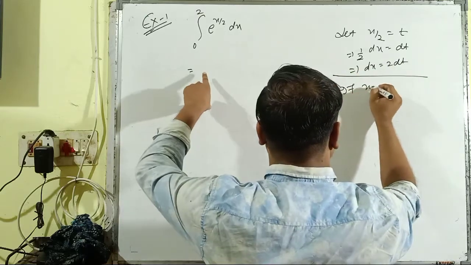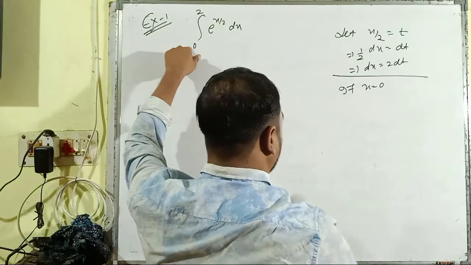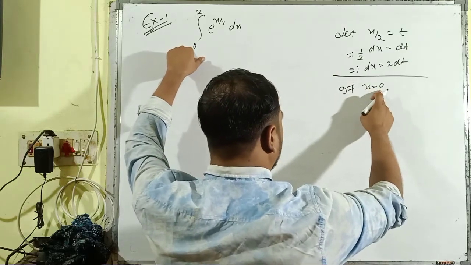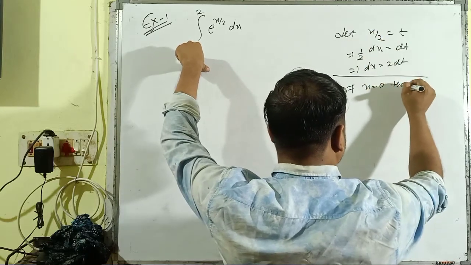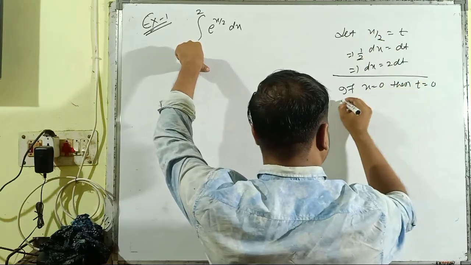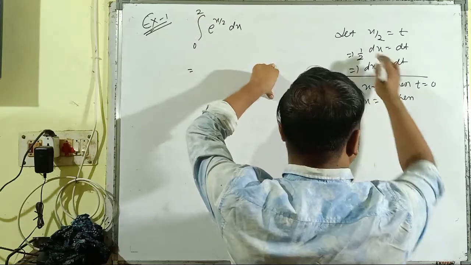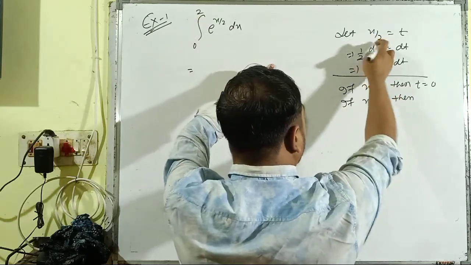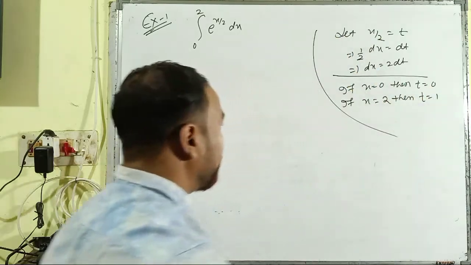If x is equal to 0, because the lower limit is 0, first of all we have to consider x equal to 0. Whenever x is equal to 0, then t is equal to 0. If x is equal to 2, then by putting this value here, 2 by 2, it is 1. That means t is equal to 1.